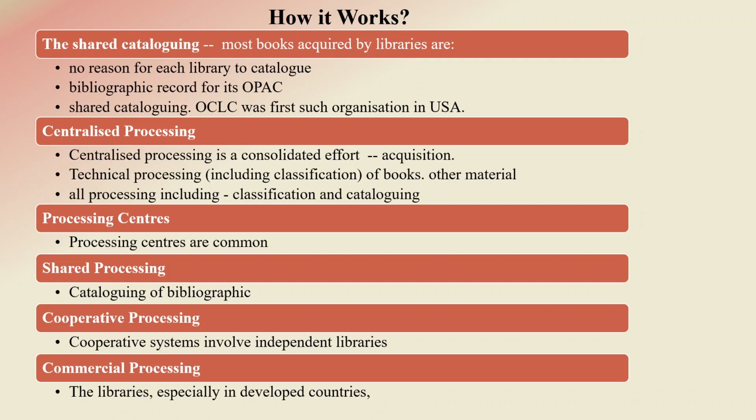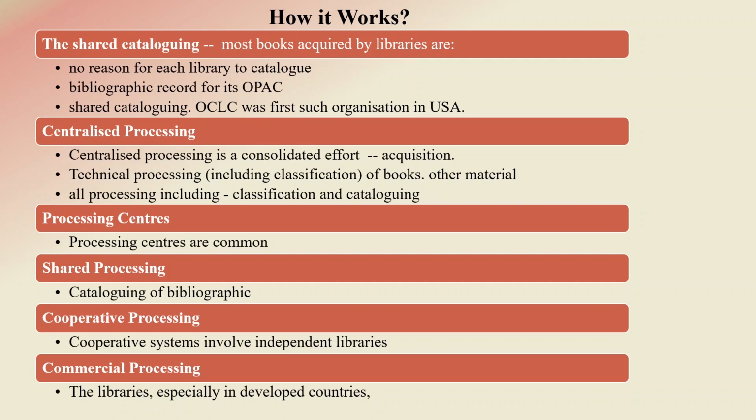So how does it work? Shared cataloging works on a principle: most books acquired by libraries are common to all libraries. Therefore, there is no reason for each library to catalog the book independently and prepare records for its card catalog or machine-readable bibliographic records for its OPAC every time. It is a duplication of work, and you should not do that. A group of libraries therefore comes together to establish an external organization that hosts large centralized databases to facilitate this. So shared cataloging, OCLC, etc.